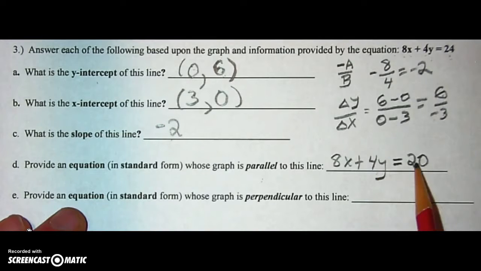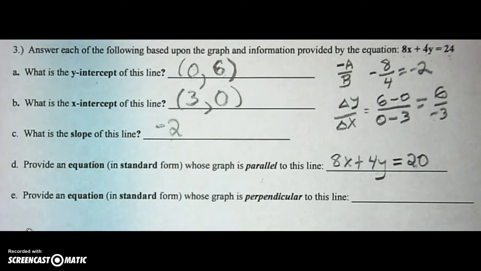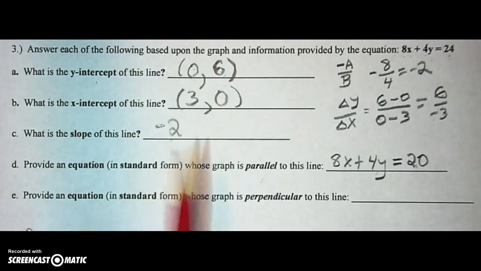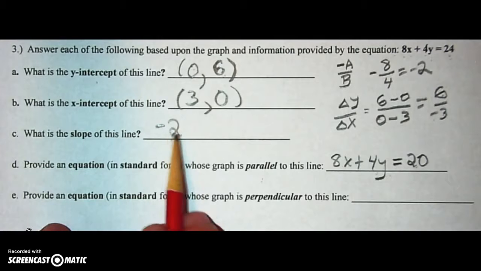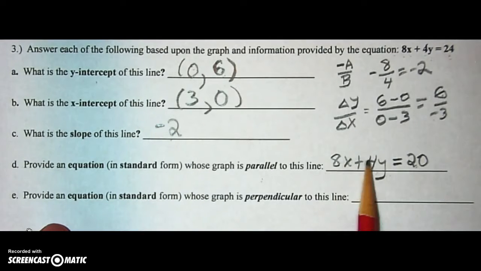So we changed the intercept, but we kept the slope the same. Now, we don't have to do that. There are other things we could do. Remember, all we have to do is get a slope of negative 2. So as long as our 2 coefficients, when we take a over b, give us a slope of negative 2, we're fine.